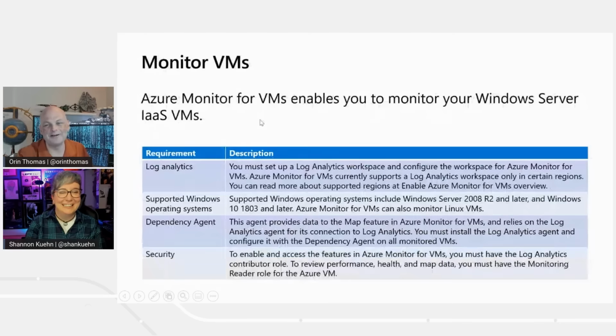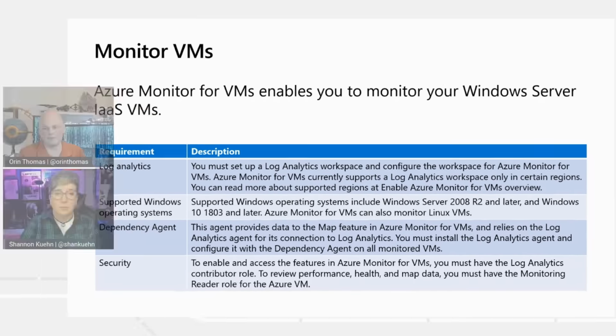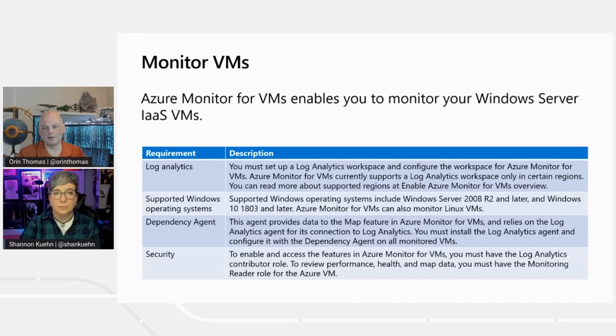Okay, so let's talk about monitoring the VMs. Azure Monitor for VMs enables you to monitor your Windows Server IaaS VMs. And all of this sort of applies to your hybrid VMs as well. When you set up Log Analytics, and you'll see us do this, you configure the workspace for Azure Monitor for VMs. The monitor currently supports Log Analytics workspaces only in specific regions, and there's documentation that goes into that.